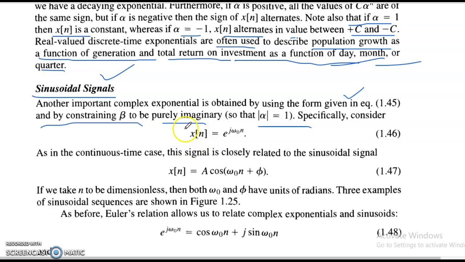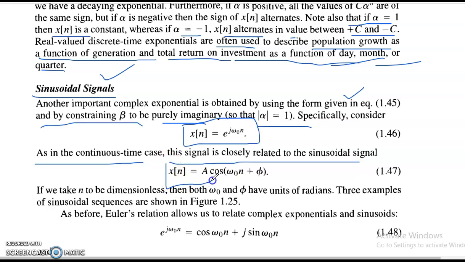Specifically, consider x of n equal to e to the power j omega not n. As in the continuous-time case, this signal is closely related to the sinusoidal signal x of n equal to A cos of omega not n plus phi.